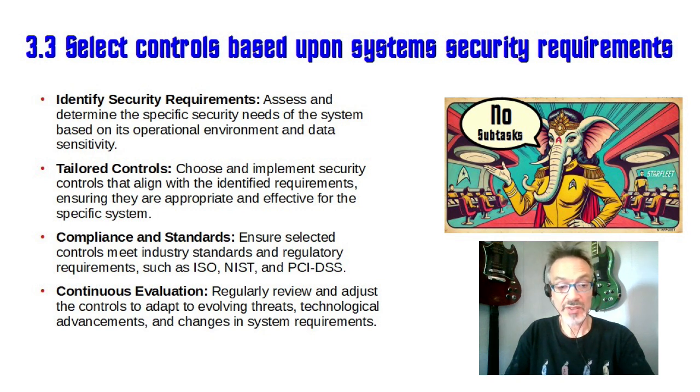3. Compliance and standards. We need to discuss how to ensure selected controls meet industry standards and regulatory requirements such as ISO, NIST, and PCI DSS. And 4. Continuous evaluation. We emphasize the importance of regularly reviewing and adjusting controls to adapt to evolving threats, technological advancements, and changes in system requirements. Remember, the CISSP exam expects you to understand how these concepts are part of a holistic system, and we need to appreciate as we progress through the slides how these elements interconnect and reinforce each other.